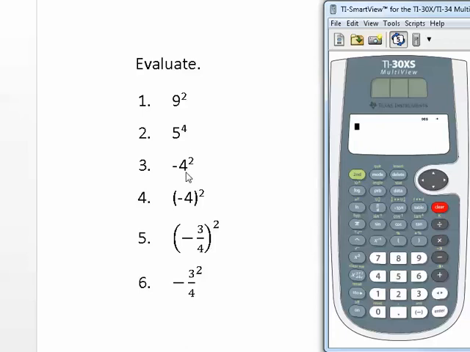So we have negative 4 without parentheses squared, so negative 4 squared, and press enter. It gives us negative 16. If we use parentheses around the negative 4 and square it, look what happens. We get a positive 16. So let's take a look at why this happens.